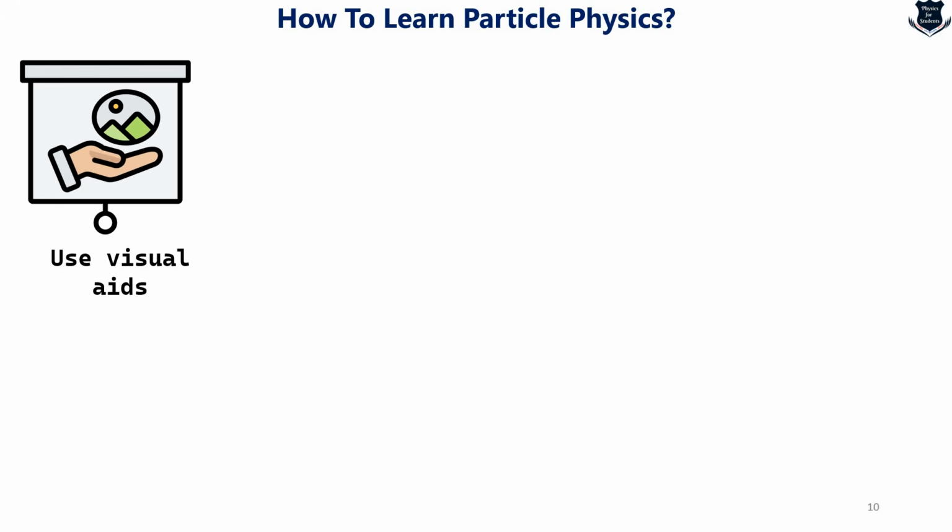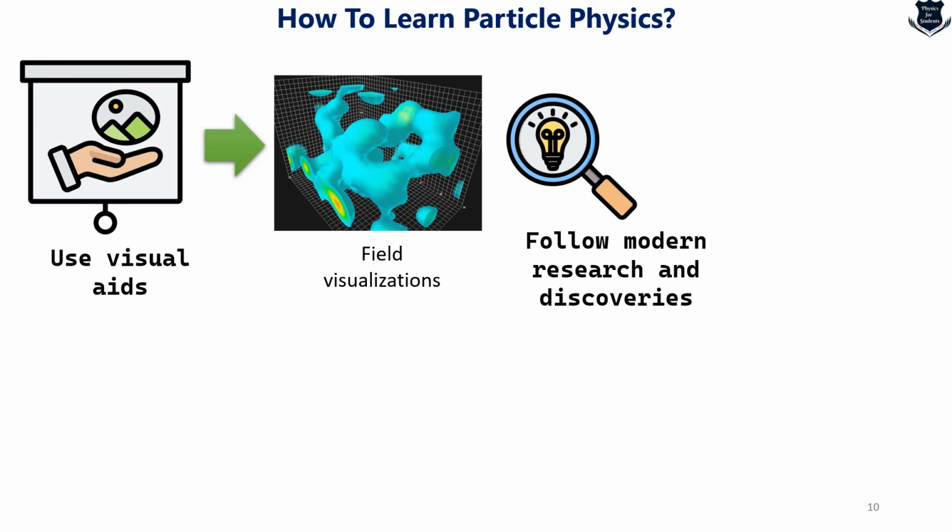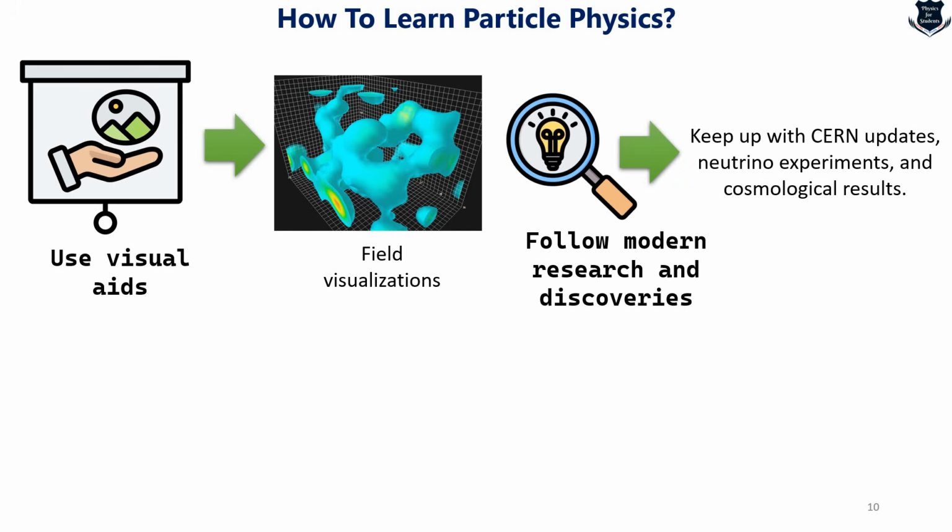Well, I would also like to recommend a few more things. Number one is to use visual aids and conceptual ideas. Particle physics might feel abstract. Feynman diagrams, symmetry charts, and field visualizations are important to form an intuitive picture of what is happening beneath the math. I would also recommend following modern research papers, considering CERN updates, neutrino experiments, and cosmological results. The reason is that they show how particle physics is a living, evolving science, not just a theory, but a continuous exploration.